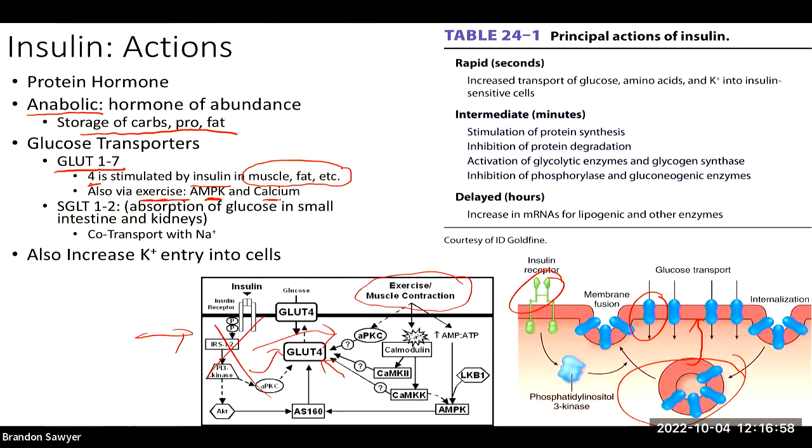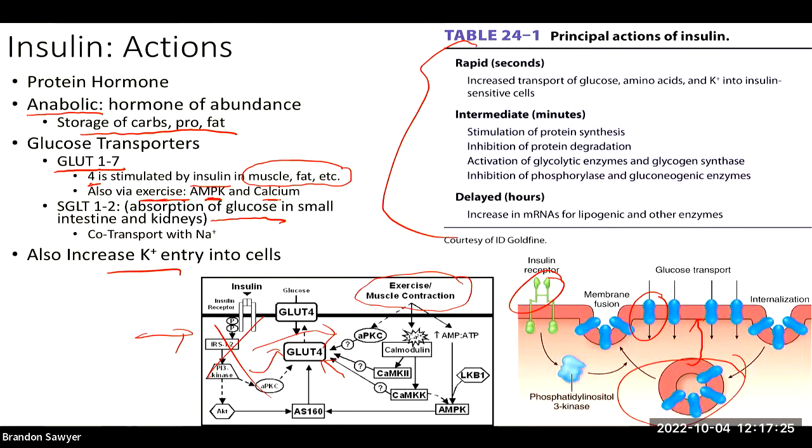Okay, insulin also activates absorption of glucose in both the small intestine and reabsorption in the kidneys. And then it also increases potassium entry into cells. All kinds of actions of insulin up here, even more than those I just have on the other part of the slide. So a very powerful and potent hormone that has actions all throughout the body.